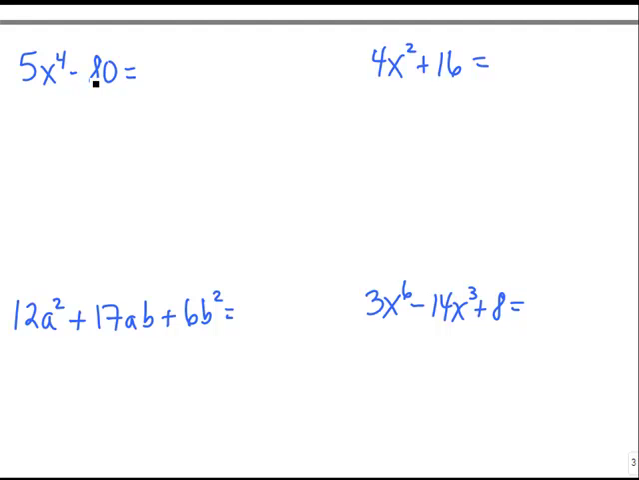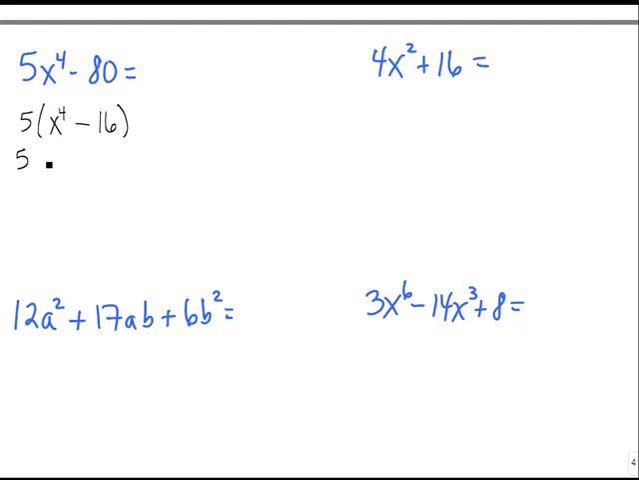factor. So here, if I pull out 5, I'm left with an x to the 4th, and 5 goes into 80 16 times. So now if you look at what's left, x to the 4th is a perfect square because it's an even power, and 16 is a perfect square, and we have a difference. So this x to the 4th minus 16 is a difference of squares. So we're not done factoring.